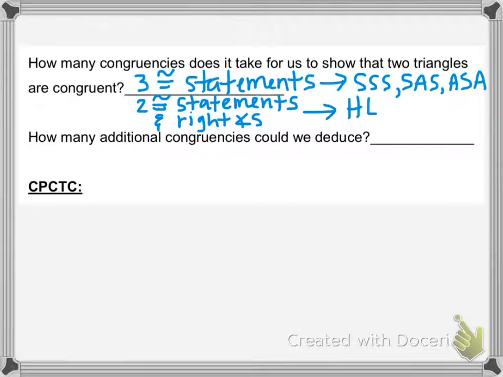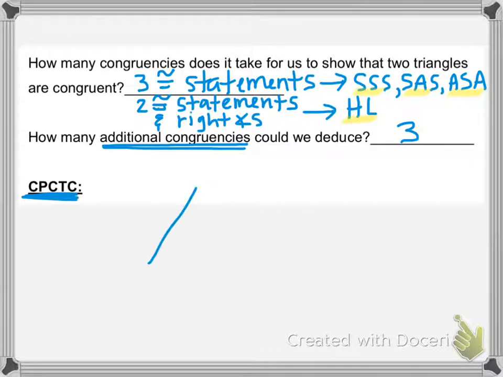Okay, so here's the deal. If I prove 2 triangles congruent by SSS, SAS, ASA, or HL, then that means that there are 3 additional congruencies that I could then say are also going to be congruent because the triangles are congruent. So let me draw a little picture here, and then we'll talk about what CPCTC is, because that's really what we're going to use in order to state that these additional congruencies exist.